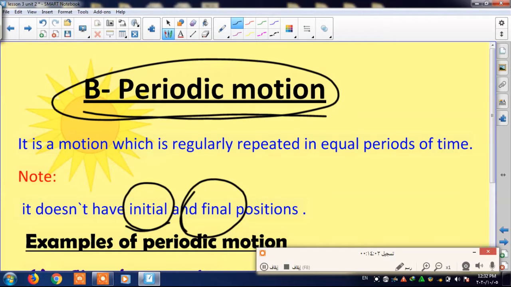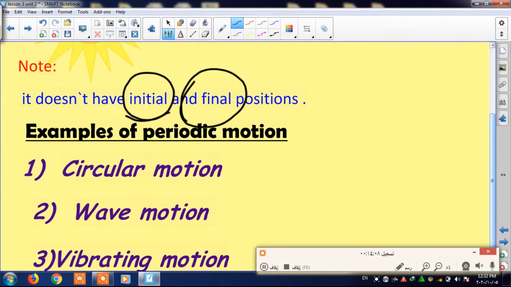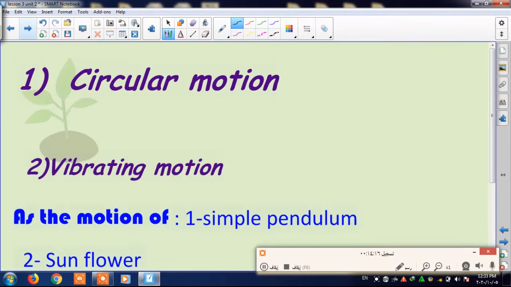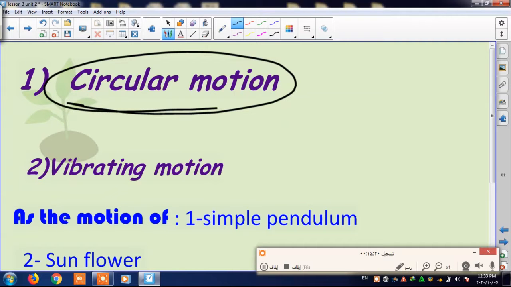Okay. Give me an example of the periodic motion. The periodic motion has 3 examples: the circular motion, vibrating motion, and wave motion. The first one is the circular motion. Like what? Circular motion, like the motion of the moon around the earth.